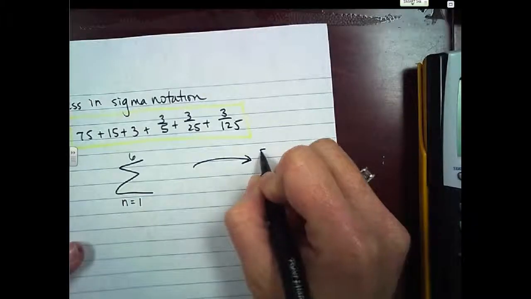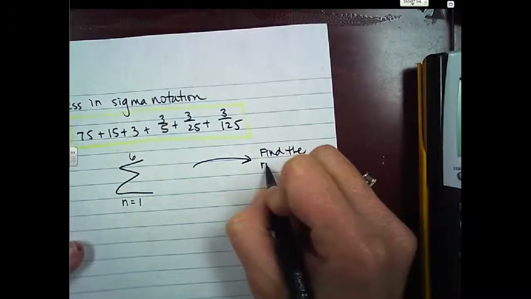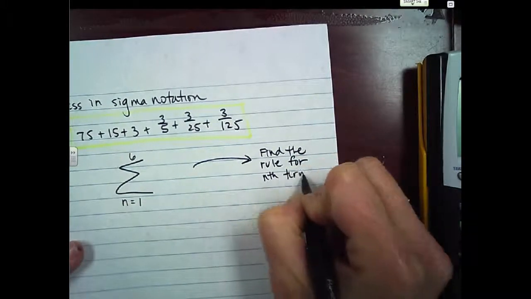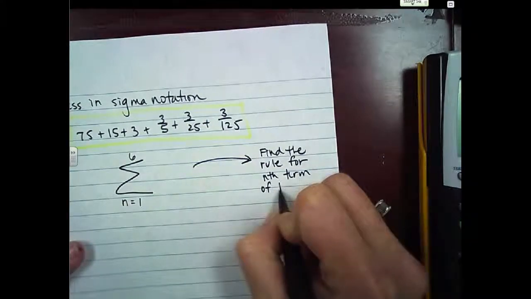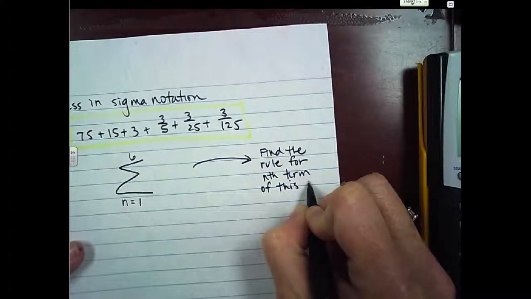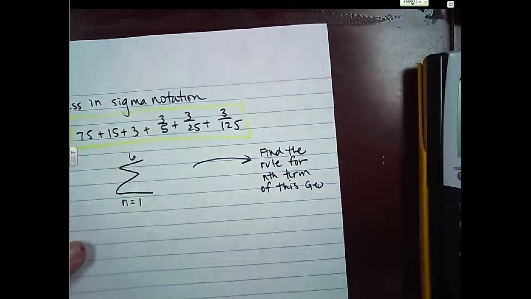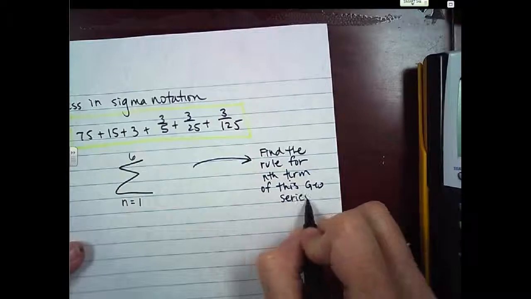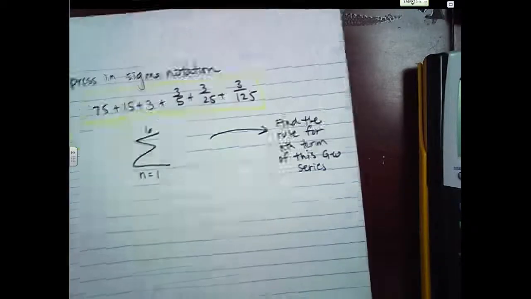Okay, so what you have to put right here, you can write yourself a little note if you want. You need to find the rule for the nth term of this geometric series. Sorry. So you got to find a rule.